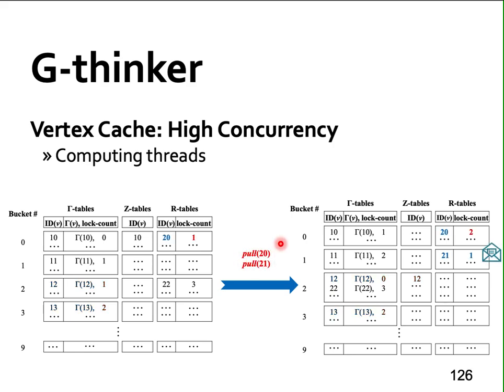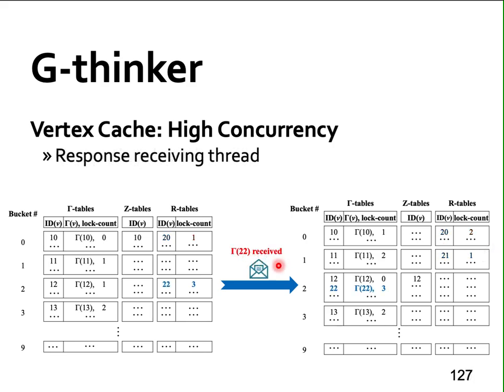Now assume a task requests the vertices 20 and 21 from our cache, and their adjacency lists are not already in gamma tables. Then we need to add them to R table. Here, 20 is already in R table, so we simply increment its counter to avoid sending another redundant request, whereas 21 is a newcomer and thus the request is added to the sending queue. This is how R table avoids sending redundant vertex requests.